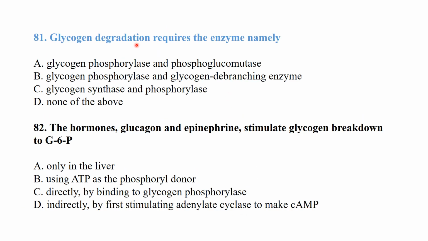Glycogen degradation requires the enzyme mainly. कौन से एंजाइम चाहिए होते हैं? ग्लाइकोजन फॉस्फोराइलेज एंड ग्लाइकोजन डीब्रांचिंग एंजाइम्स आर रिक्वायर्ड फॉर ग्लाइकोजन डिग्रेडेशन. The hormones glucagon and epinephrine stimulate glycogen breakdown to glucose 6-phosphate. Glucose 6-phosphate, तो इसमें आएगा indirectly by first stimulating adenylate cyclase to make a cyclic AMP.